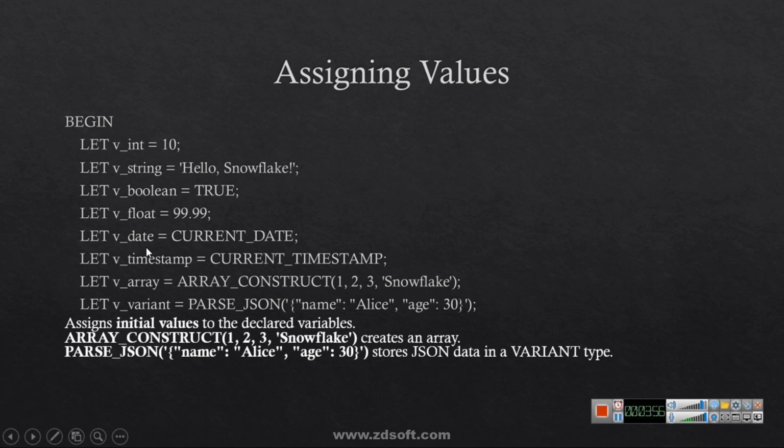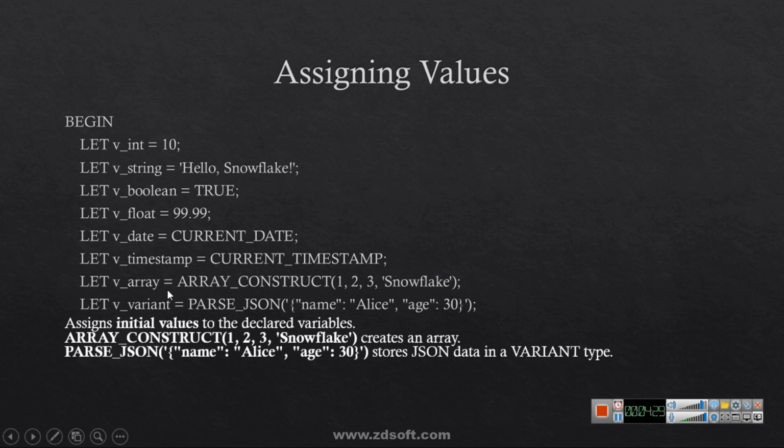For the date variable we are assigning the value by using the function CURRENT_DATE. For the timestamp we are also using the timestamp function, giving the current timestamp. For the array we are using ARRAY_CONSTRUCT with 1, 2, 3 and snowflake. And for variant we are using PARSE_JSON, with key values where we assign name as alias and age as 30. So here we are assigning initial values to the declared variables, and these are simple value assignments.